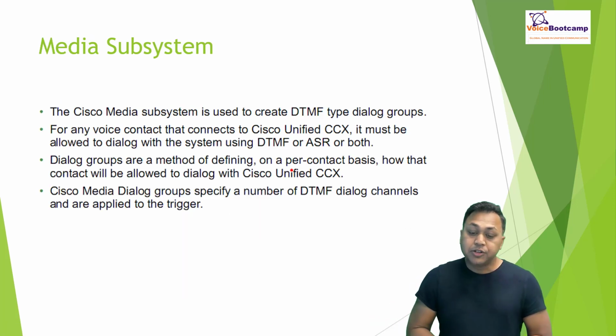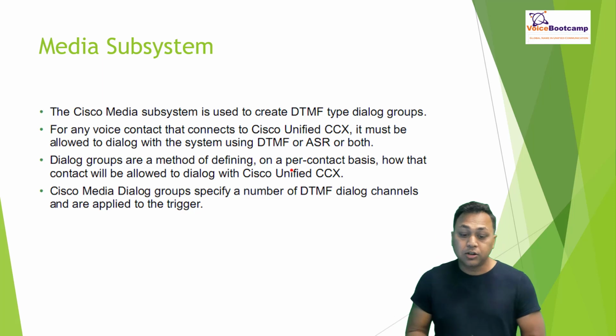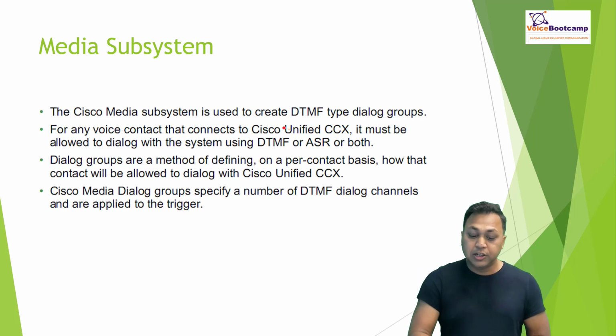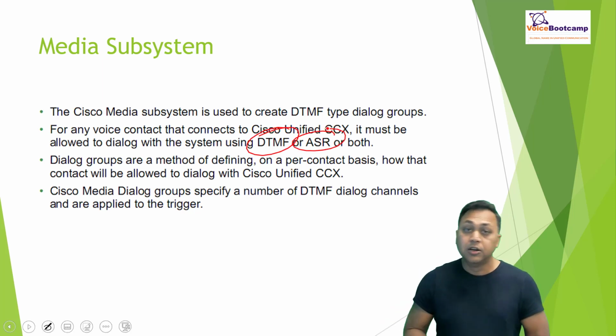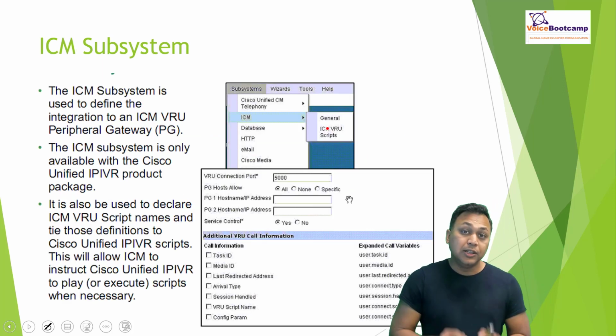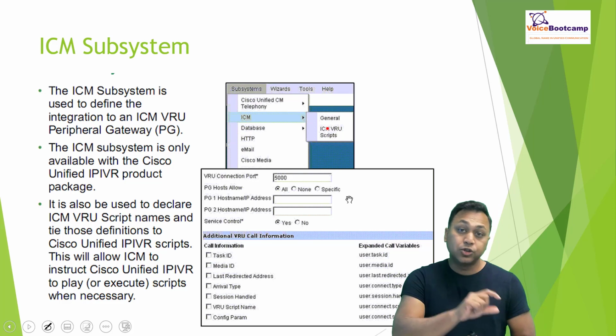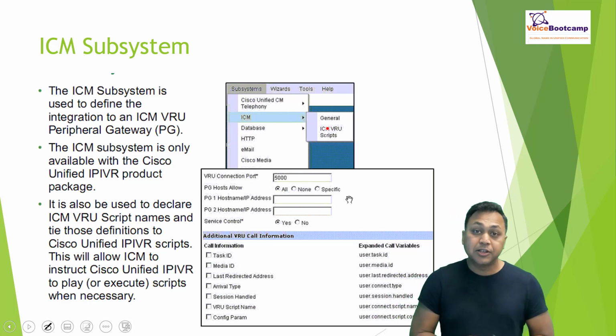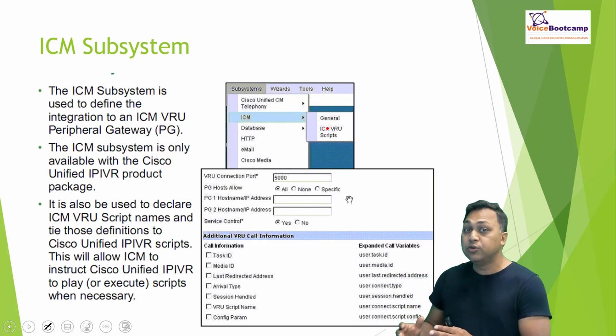Media subsystem deals with DTMF and media dialog. It creates a media channel between the UCCX and the caller once the media has been established. Mostly used for DTMF or ASR or text-to-speech environment. ICM subsystem is only available if you choose the licensed Cisco IP-IVR, and this subsystem is to communicate with Cisco UCCE Enterprise.